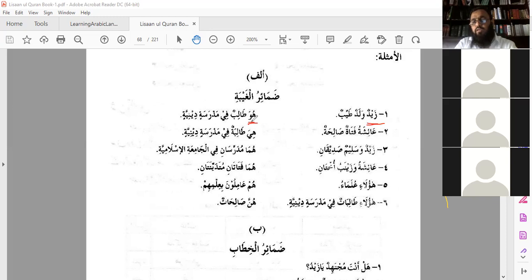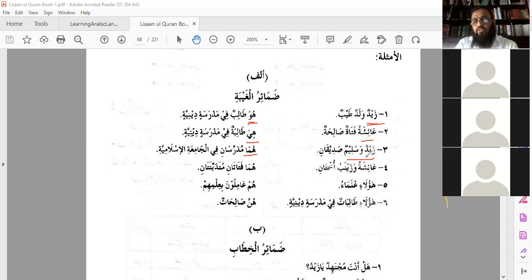So this is mubtada. Aishatu fatatun salihatun. In the second sentence we use hiya for Aishatu: hiya talibatun fi madrasatin diniyatin. She is also a student of a religious madrasa, a religious school. Then we are talking about two nouns, Zaidun wa Salimun. Instead of repeating these two nouns, we use huma: huma mudarrisani fil Jamiat al-Islamiyya. Both of them are teachers at the Islamic University.